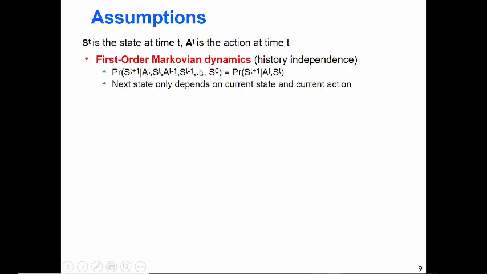And why is it called a Markov decision process? Well, it's because there's the assumption of first order Markovian dynamics, which basically means that the only thing that influences where I'm going to end up next is my current state and the action I'm going to take. That's what this says. If you consider the probability that at time t plus 1 I'm in state S, given the whole history, that's going to be equal to the probability if I just know the current state and the current action. So this history doesn't matter in terms of defining the probability.